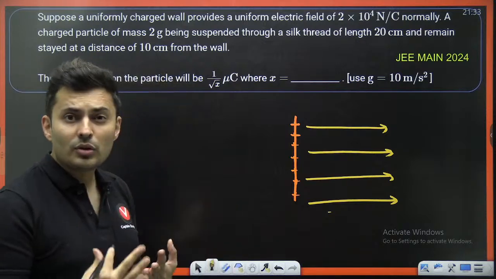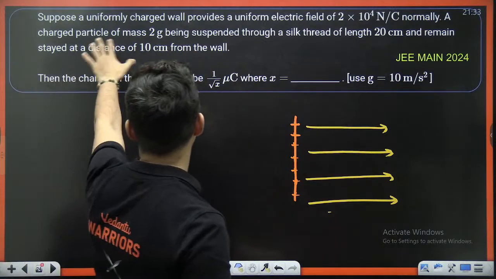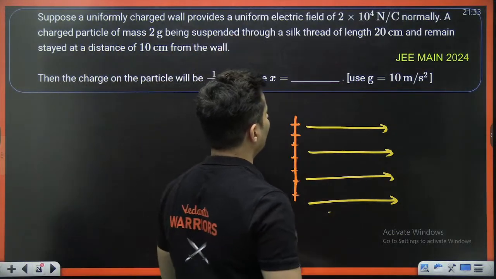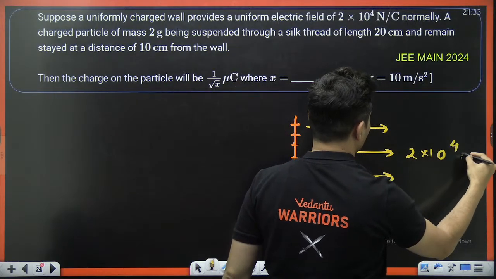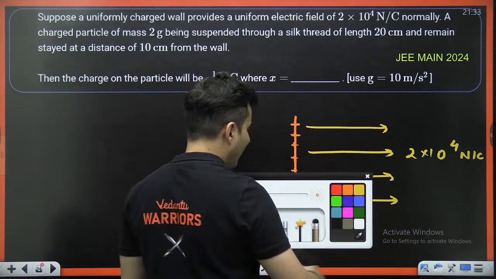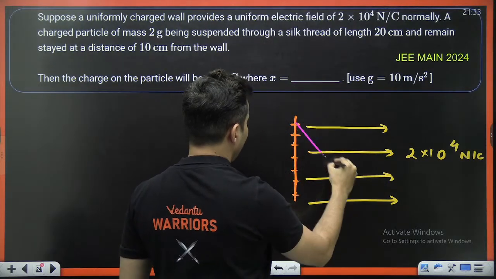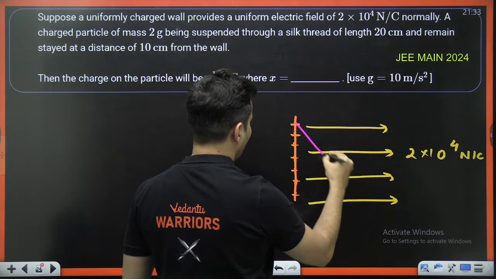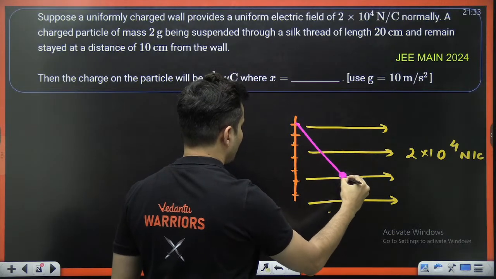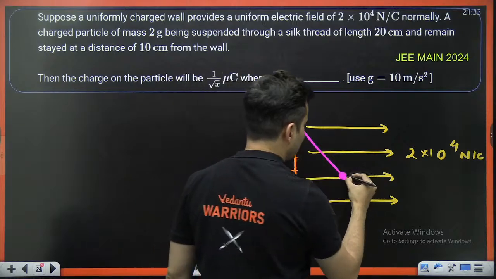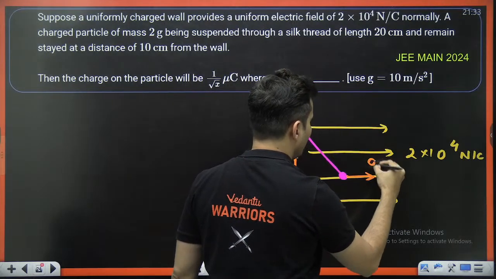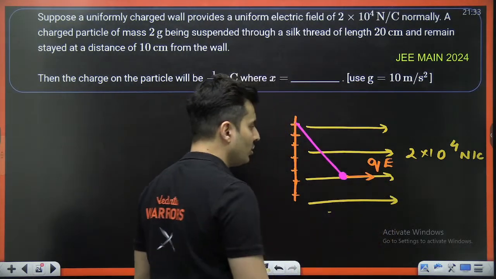So that's what I told you. You should know the electric field due to all the geometries. A uniformly charged wall produces the electric field 2 into 10 to the power 4 Newton per Coulomb. Now what happens is there is a thread which is like this, and it will experience many forces. One such force is the force due to electricity, so it will be QE.